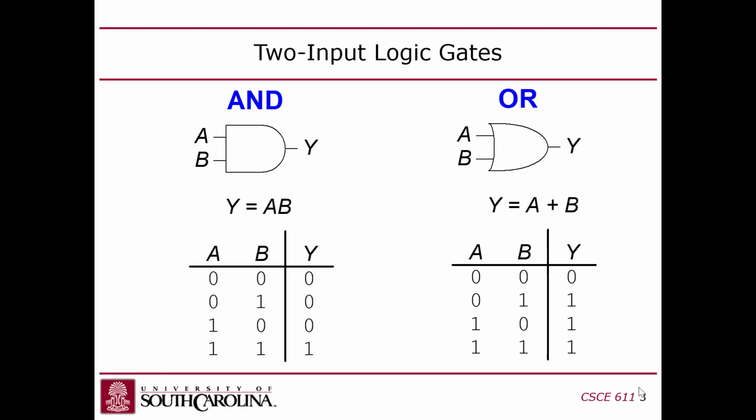Okay. There's 2 input logic gates. There's, for example, AND and OR, which perform the Boolean AND and OR operations. These ones have 2 inputs. They can have more than 2 inputs though. Because these have 2 inputs, they have 2 to the second power or 4 rows in their truth tables. AND is true whenever both of its inputs are true and false otherwise. And OR is false when both of its inputs are false and true otherwise.